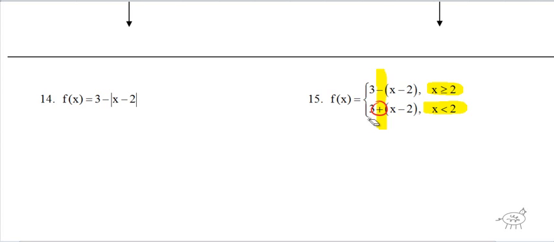Okay, so let me erase this here so we can just look at the function. Remember this, for number 14, I want to get my vertex. And the vertex is going to be 2, right?